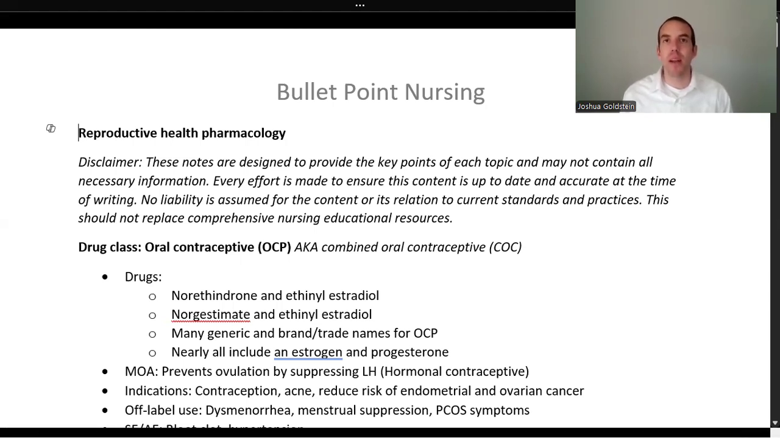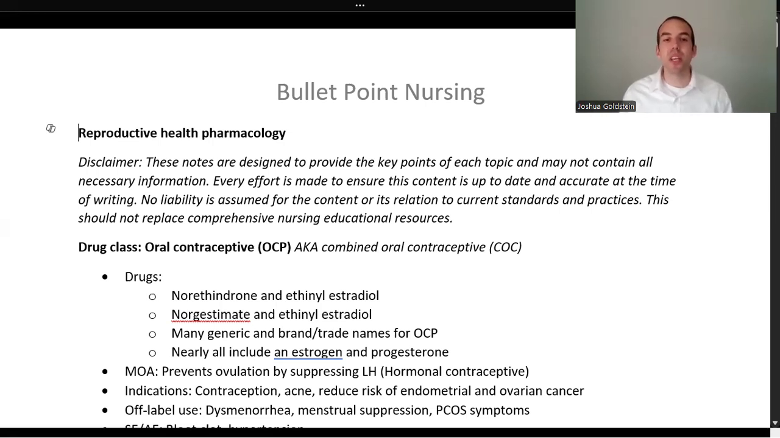My name is Dr. Goldstein, and in this lecture, we're going to go through reproductive health pharmacology, beginning with female and then moving on to male. We're going to start with birth control, which in pharmacology terms is called oral contraceptive or OCP. This is talking about your pill birth control. It's also known as COC for combined oral contraceptive because it's a combination of an estrogen and a progesterone.